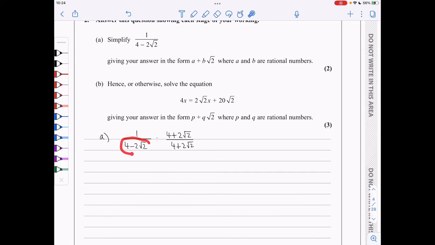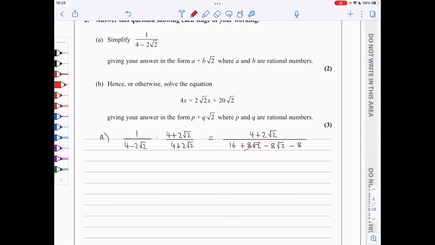Essentially, it's a repetition of the original denominator with the sign change so that we mimic a difference of two squares structure that will allow the square roots to go away. So in the numerator, I have 4 plus 2 root 2. And in the denominator, if we do the expansion, it's 4 times 4 is 16. 4 times 2 root 2 is 8 root 2 minus 8 root 2. And then 2 root 2 times 2 root 2 is 8, so minus 8.